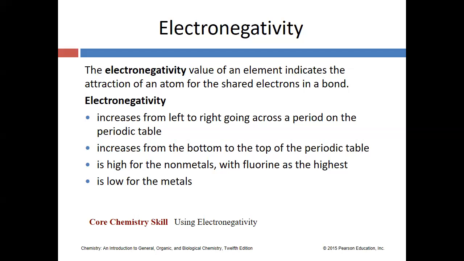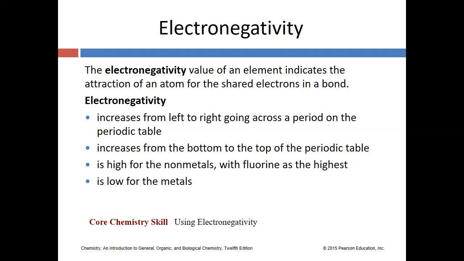So let's start with electronegativity. Electronegativity is a number, a value that we assign to a particular element that talks about the ability of that element to draw electrons toward itself. So if that element were to get into a bond, the electrons in that bond would be naturally drawn to this element because it has a high electronegativity.